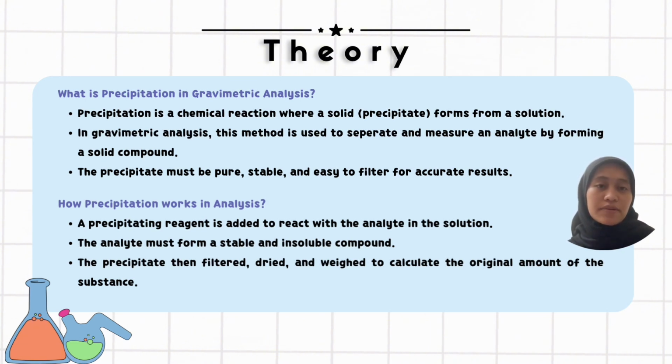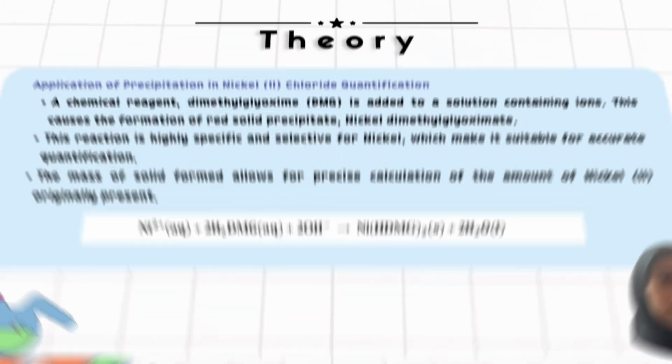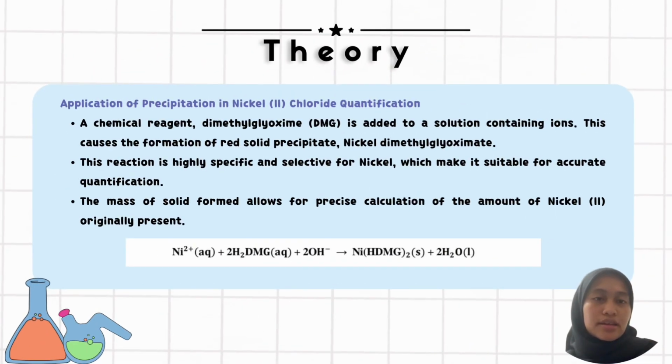So how does precipitation form in analysis? The general steps include adding a reagent that reacts with the target analyte, forming a solid compound that is insoluble, and then we filter, dry, and weigh to find out how much of a substance was in the solution. In this case, we are analyzing nickel chloride using this technique.